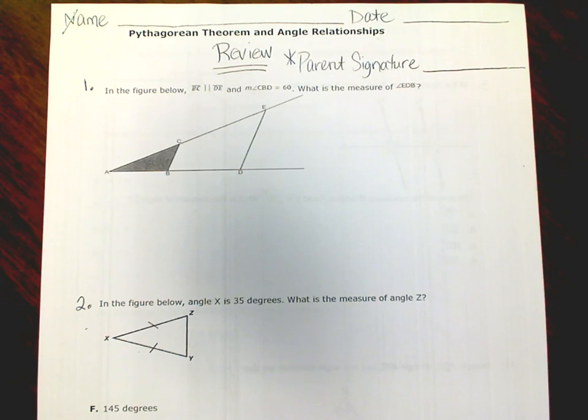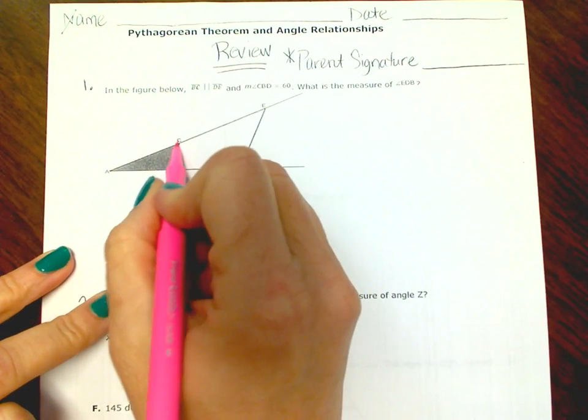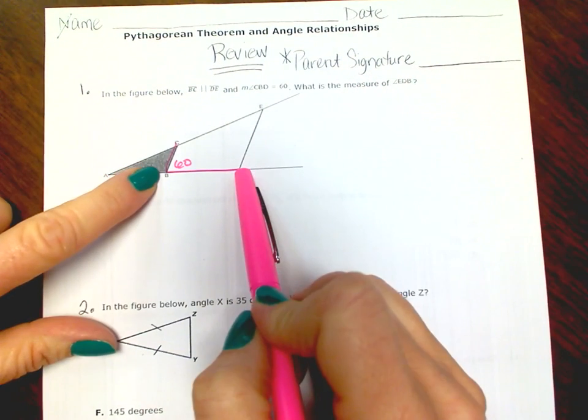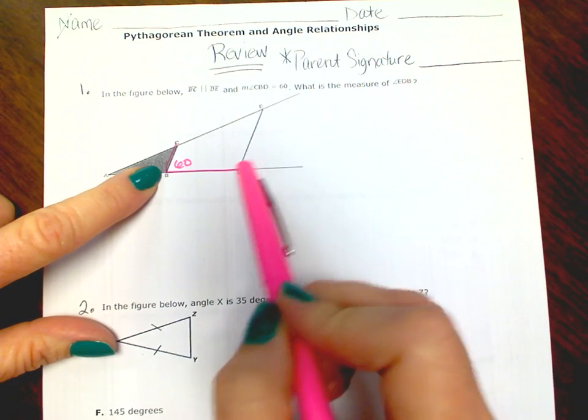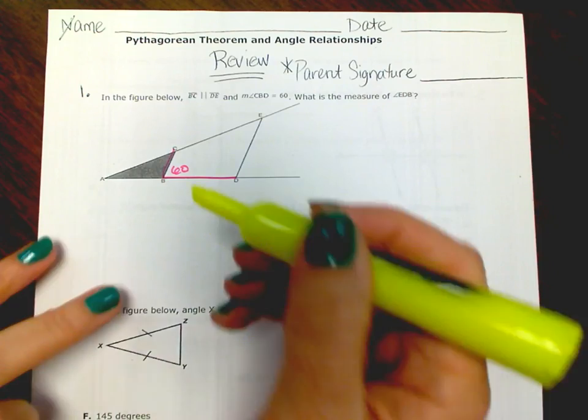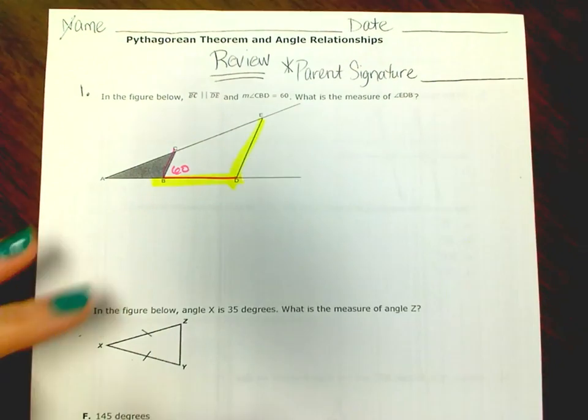Number 1. In the figure below, line BC is parallel to DE, and the measurement of angle CBD equals 60. These lines are parallel. What is the measurement of EDB? So I want to know, what is this measurement?